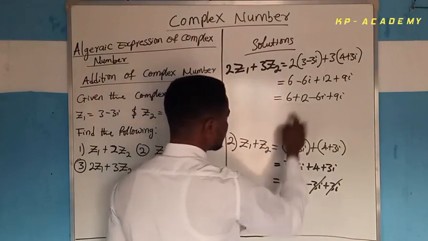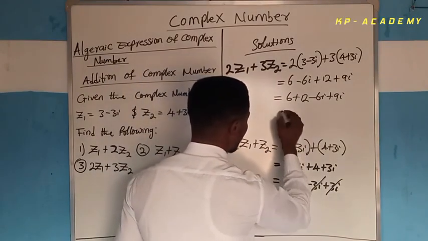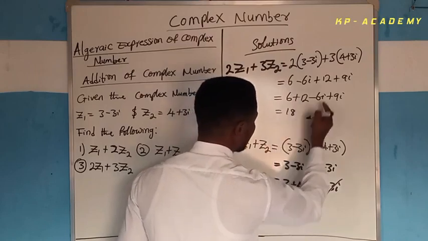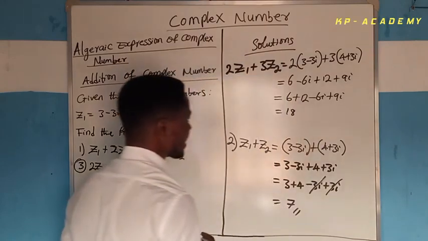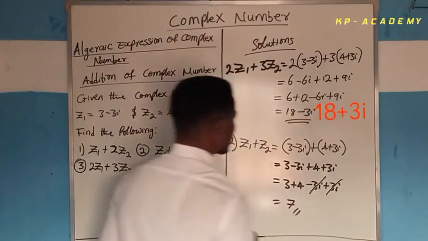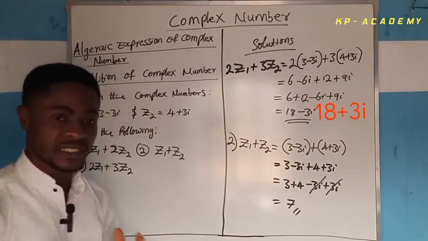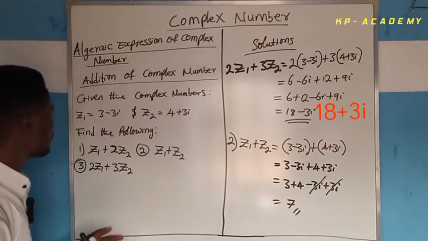All right. So 6 plus 12 is 18, and minus 6i plus 9i is 3i. So I have 18 plus 3i. Okay, so this is actually what I have. This is my final answer. The next one we are going to enter now is subtraction of a complex number.